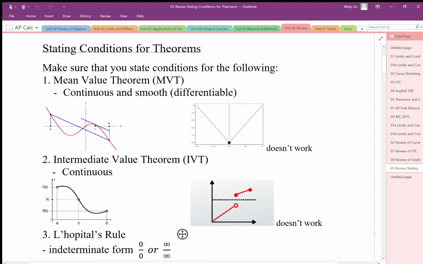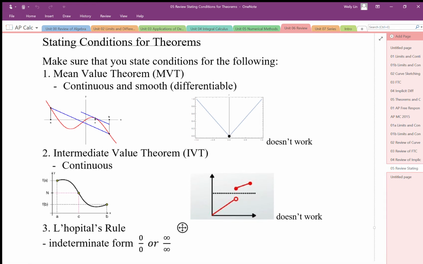So what we're going to focus on is stating conditions for our theorems that we use in AP Calculus. The three theorems that we're going to focus on are, first, the mean value theorem, which means that the condition we need is smooth and continuous, or differentiable.